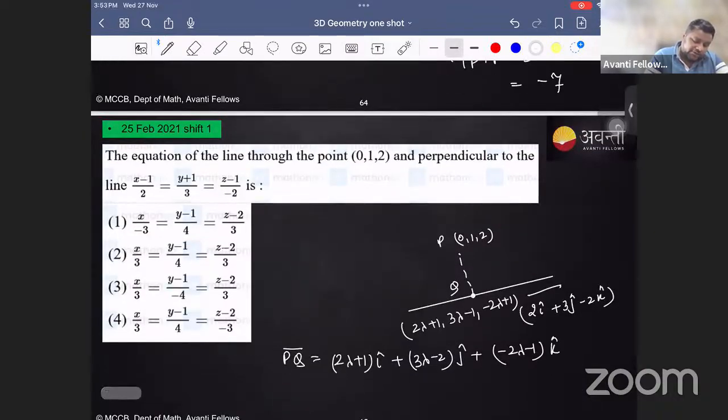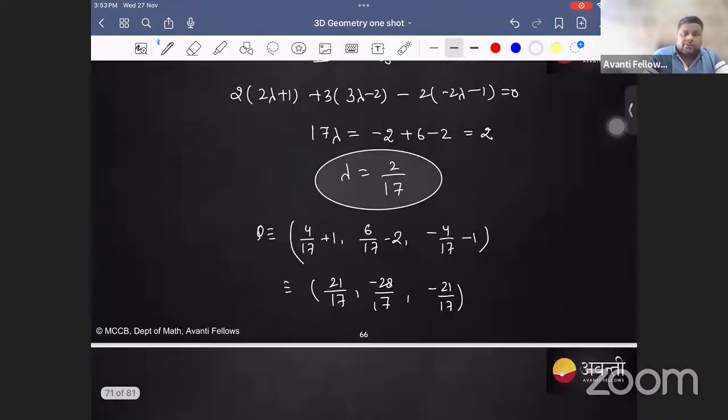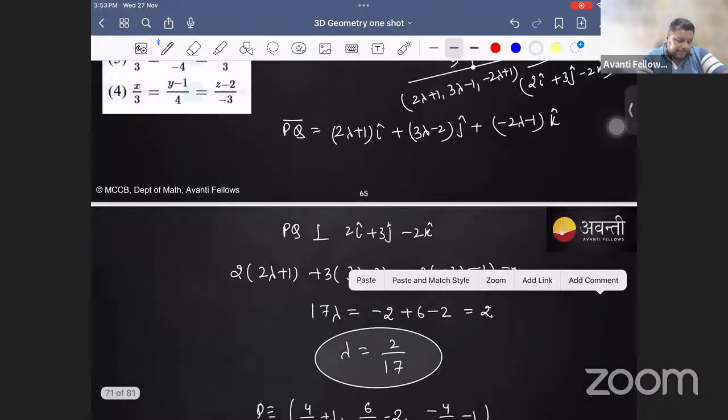They are asking for the equation of PQ. So now the equation of PQ you can identify. If you have 2 points, PQ you can figure out. Yes or no? Got it?